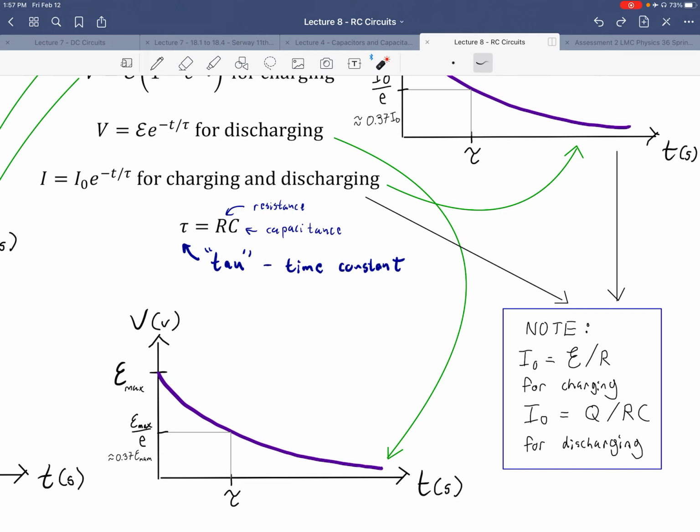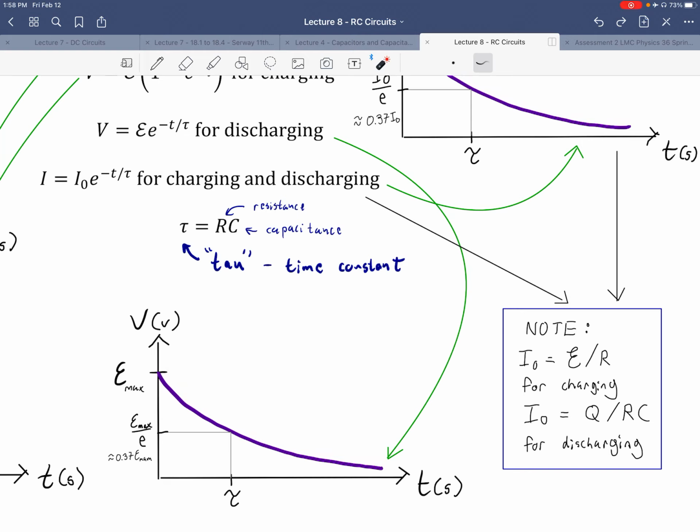So I naught for charging equals the EMF of the battery divided by the resistance of the resistor, okay? Because these are, after all, our RC circuits. Because that makes sense. That's how much current initially is flowing into the capacitor before the capacitor builds up and opposes that voltage, okay? Stopping the current.